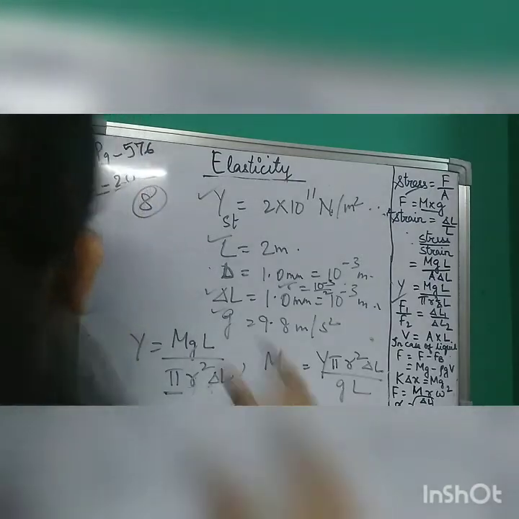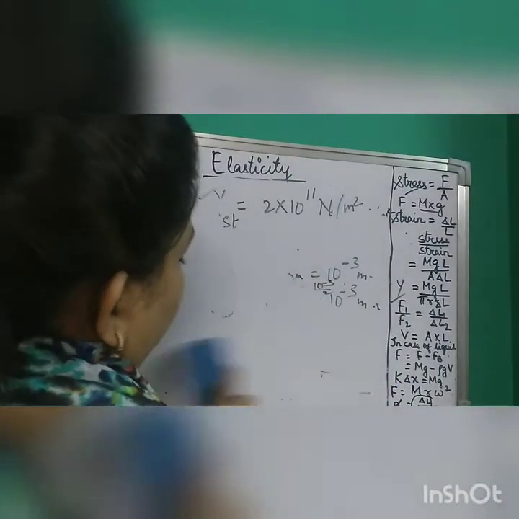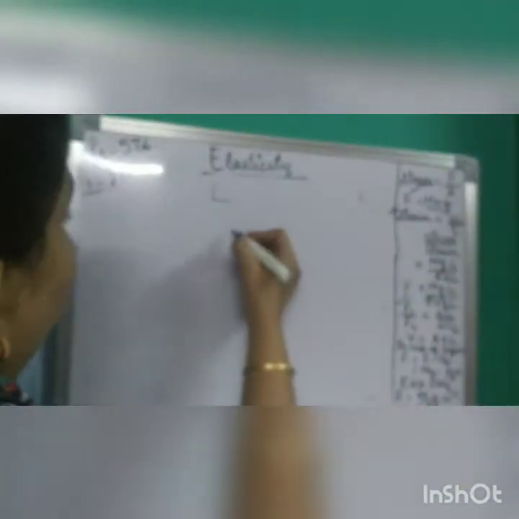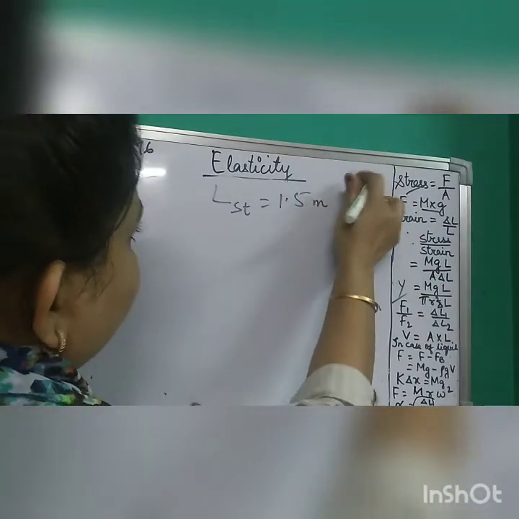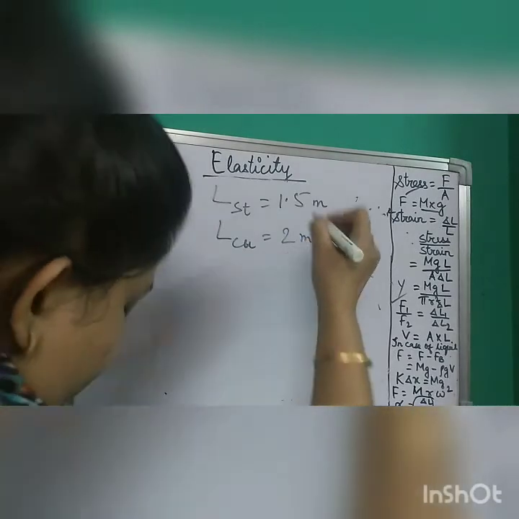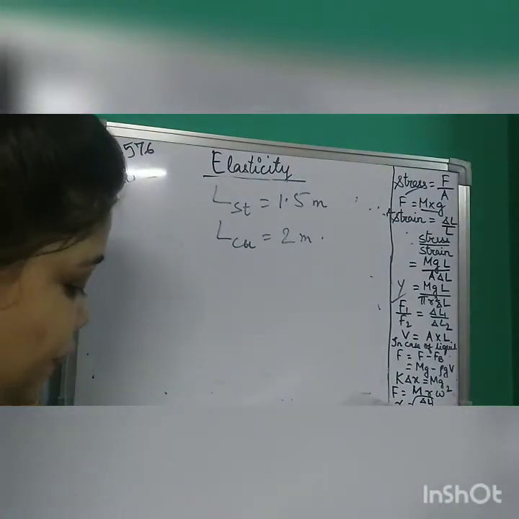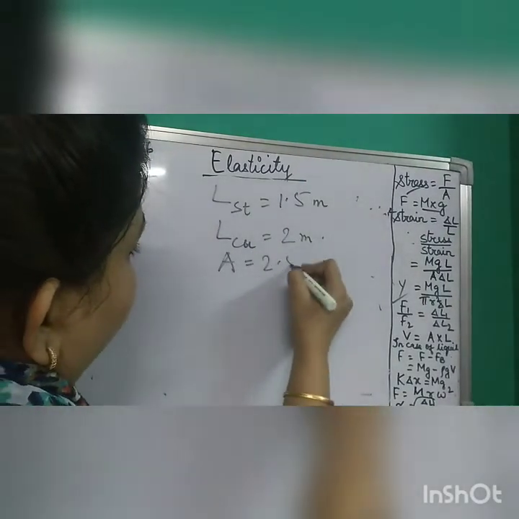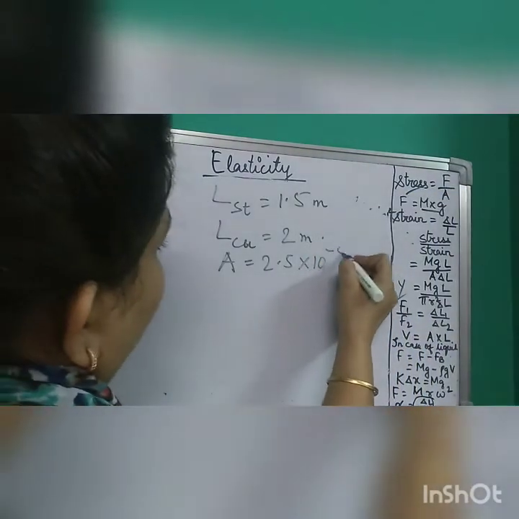It must be suspended. Okay, now let us do the ninth sum. Let us see what the ninth sum is telling us. Sum number 9 tells us that a composite wire consists of a steel wire of length 1.5 meter and copper. So there are two wires. Suppose the length of steel wire is 1.5 meters, and there is also a copper wire of length, suppose I will write Cu, 2 meter, and with a uniform cross sectional area of 2.5 into 10 to the power minus 5 meters square. That means area is the same, which is 2.5 into 10 to the power minus 5 meters square.